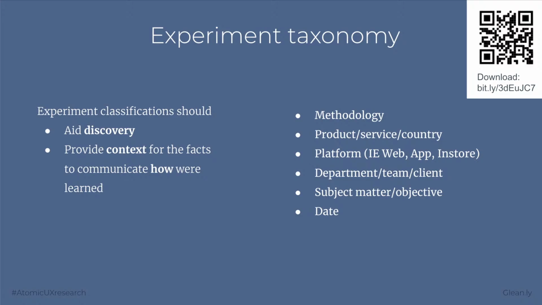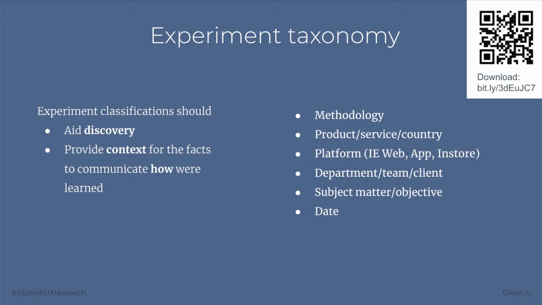So experiment classifications, first of all, should aid discovery. When we're looking for an experiment, we need to be able to find it either through the type of experiment or what we were studying or who we were studying. And it also needs to provide context for the facts, how those facts were learnt. And that's the reason that facts belong to an experiment. You can't extract an experiment and a fact because how that fact was learnt is intrinsic to the fact itself, right? So in that regard, the experiment gives context to the facts. The experiment is taxonomy to the facts as well. So we need to think about that.